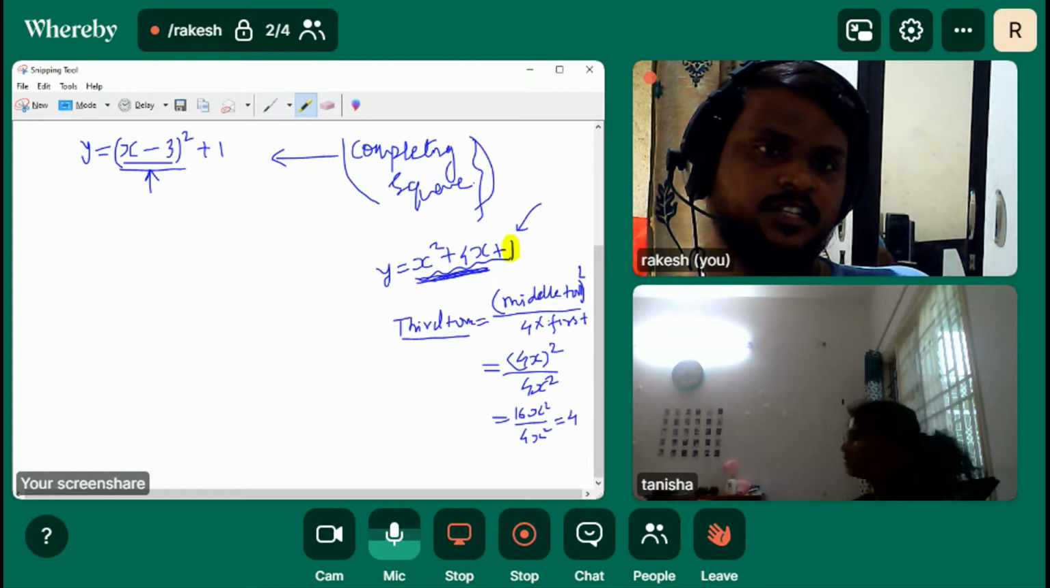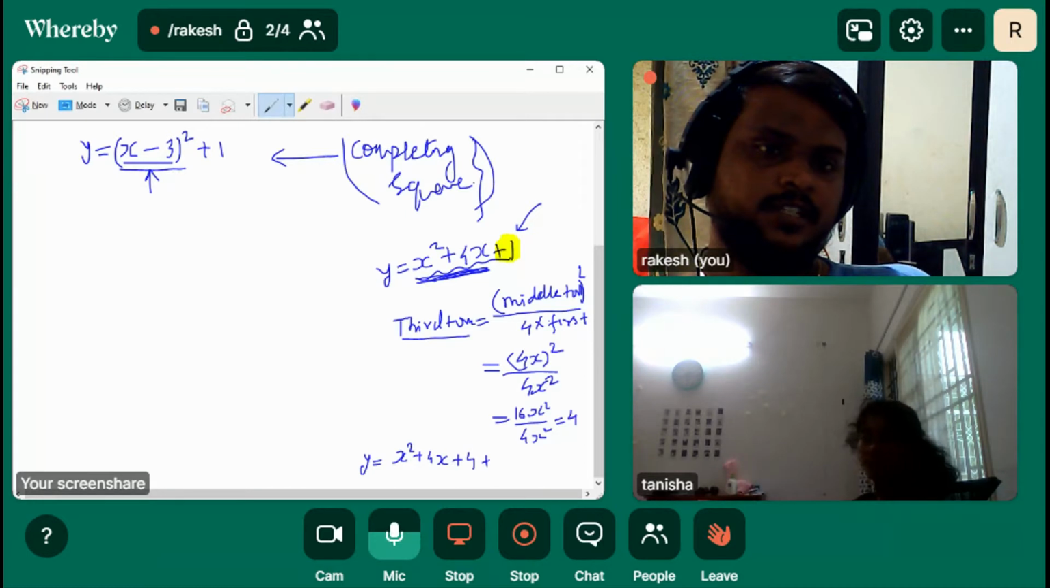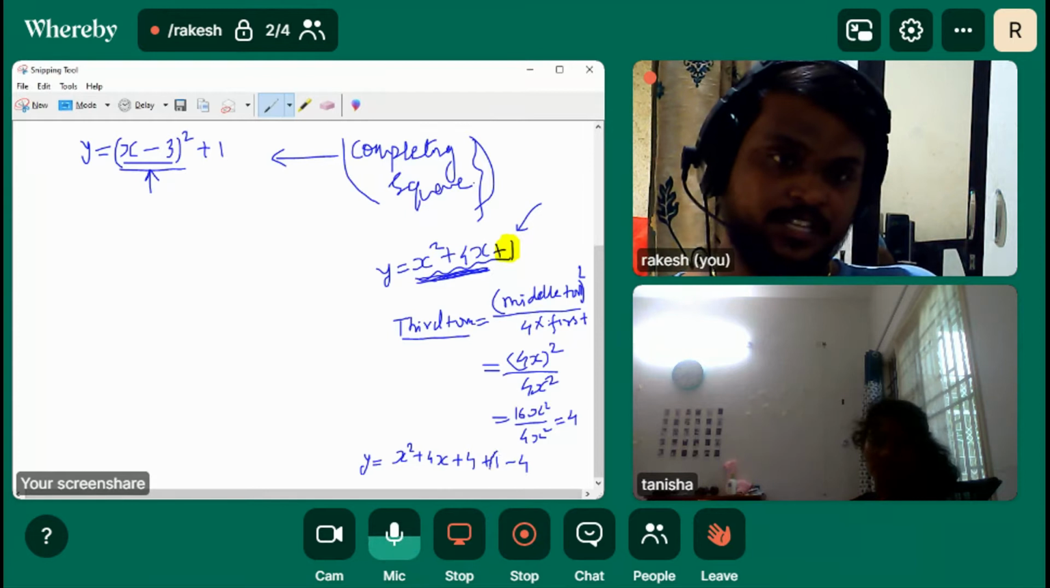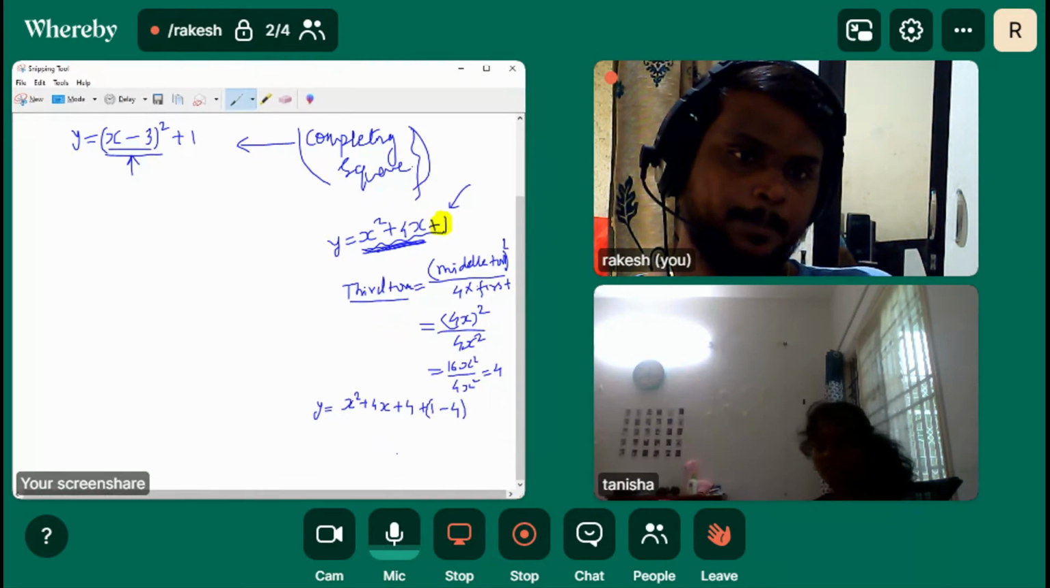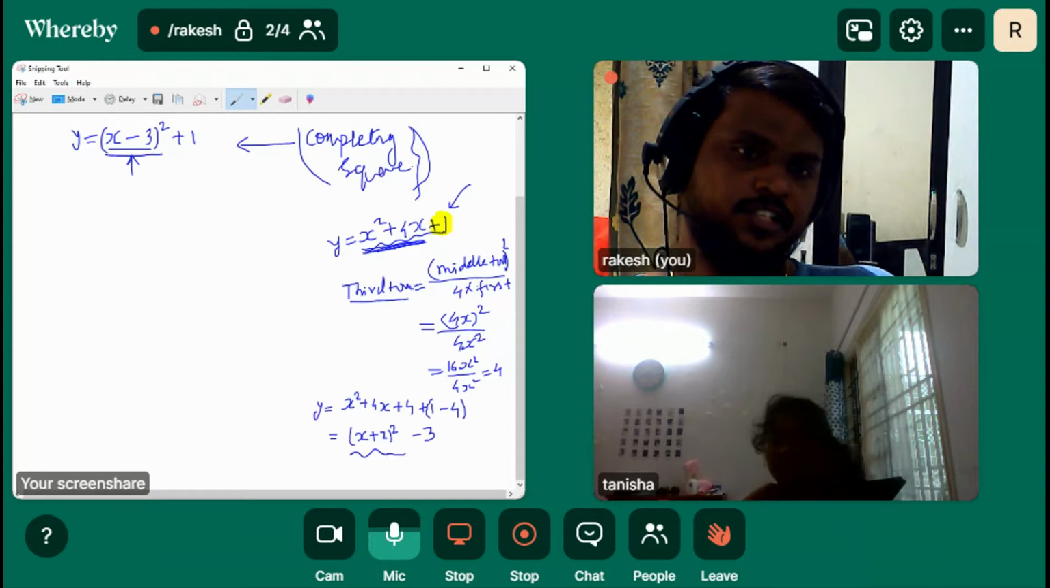But it is 1 here. So how do we complete the square? We want 4 instead of 1, so I'll simply add 4 and subtract 4, keeping 1 as it is. This gives you the complete square, (x plus 2) the whole square minus 3. So this is the complete square.